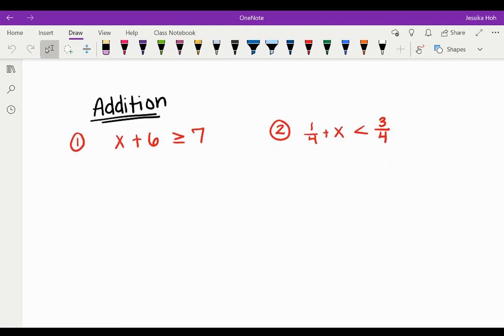All right, for addition, we have x plus 6 is greater than or equal to 7. So it's addition, so we're going to subtract from both sides. We're going to look at the side that has the variable, and that's this number we're going to subtract from both sides. So x is greater than or equal to 1.